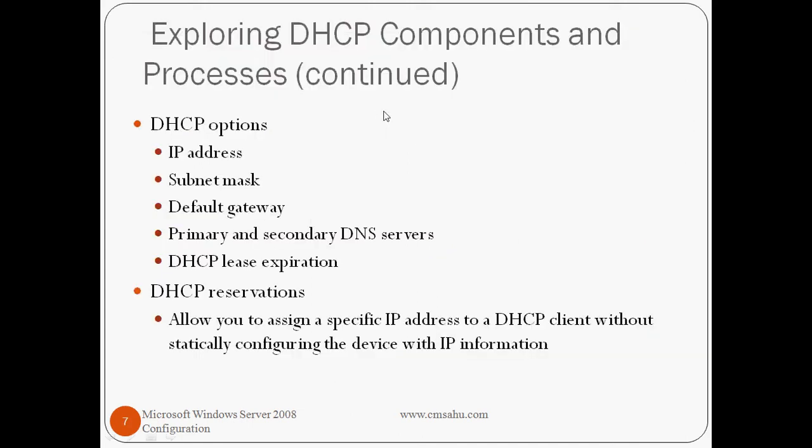And the exploring DHCP components and process continued. See guys, we know DHCP, right? Put simply, if anyone asks what DHCP is, they will tell you it automatically assigns the IP address, subnet mask and default gateway. But what process is happening behind it? Is it IP address only, or subnet mask only, or default gateway only? No, it's all. And primary and secondary DNS servers are also integrated with the DHCP server. How it is integrated we will discuss later.